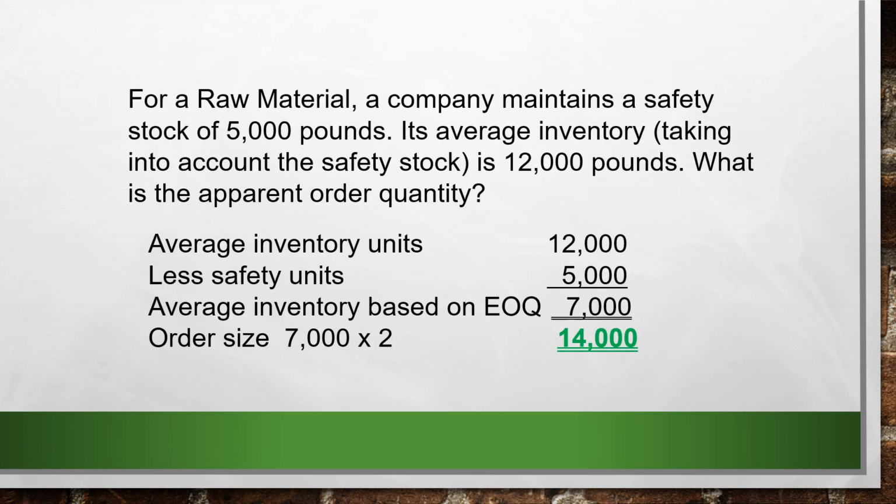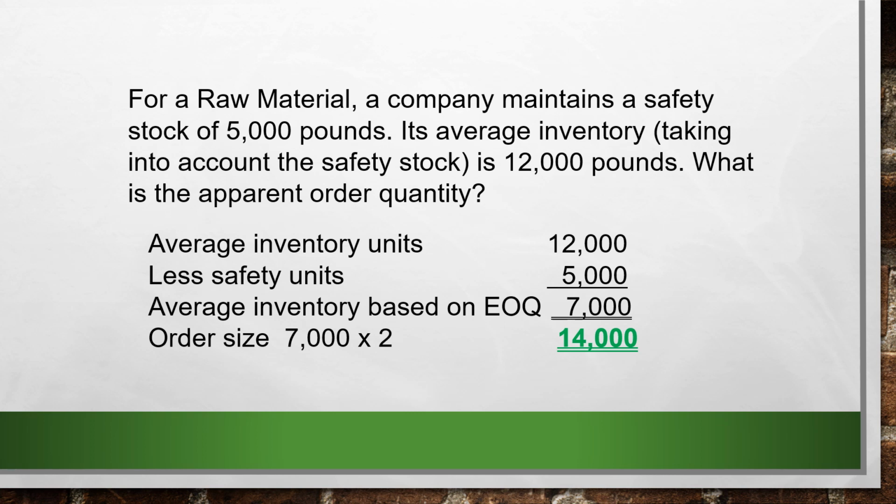Okay, so let's have here another problem for reorder. We have here as a raw material that a company maintains a safety stock of 5,000 pounds. Its average inventory, taking into account the safety stock, is 12,000 pounds. So what is the apparent order quantity?